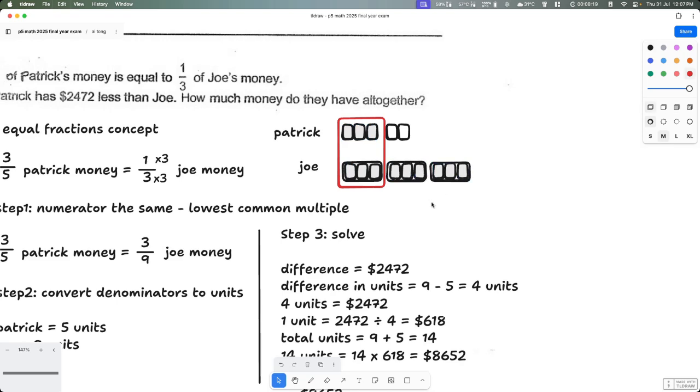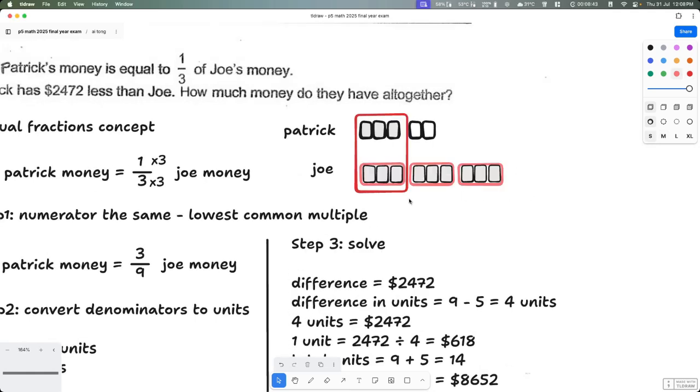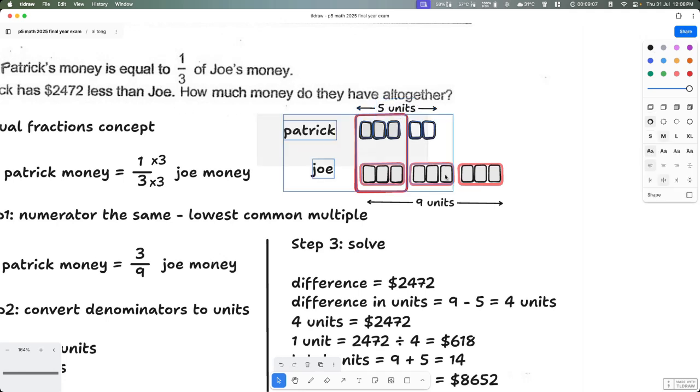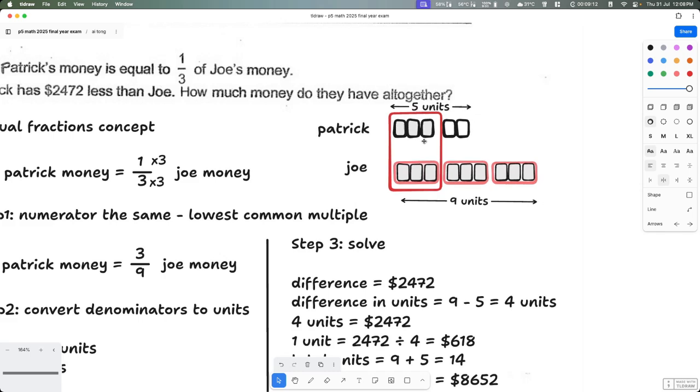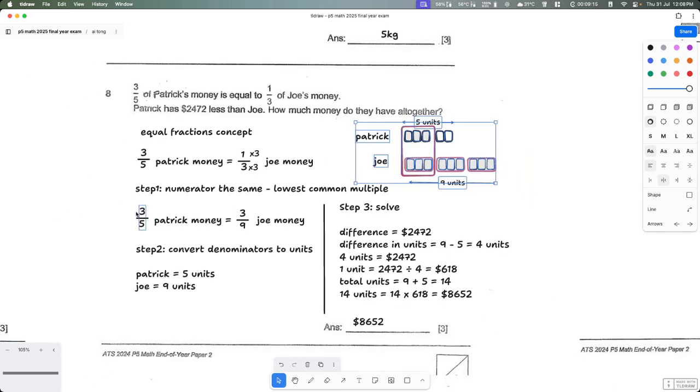Okay, so therefore, now it makes sense. So in total, Joe has a total of 9 units, right? And then Patrick over here has a total of 5 units. So this is how it looks when we do the model drawing in this case over here. Okay, so hopefully this makes sense.